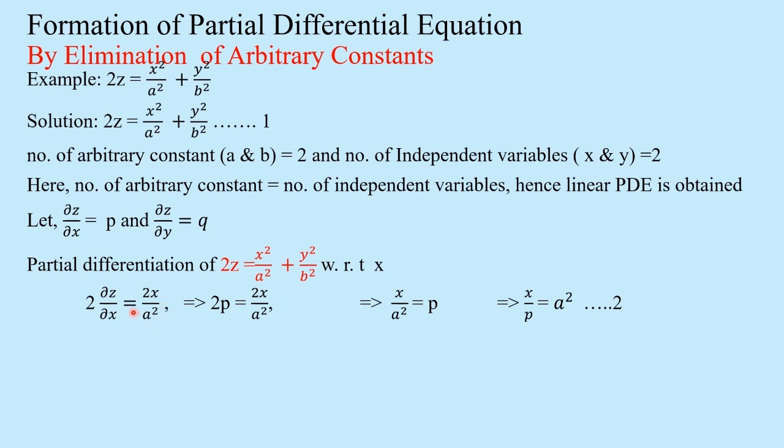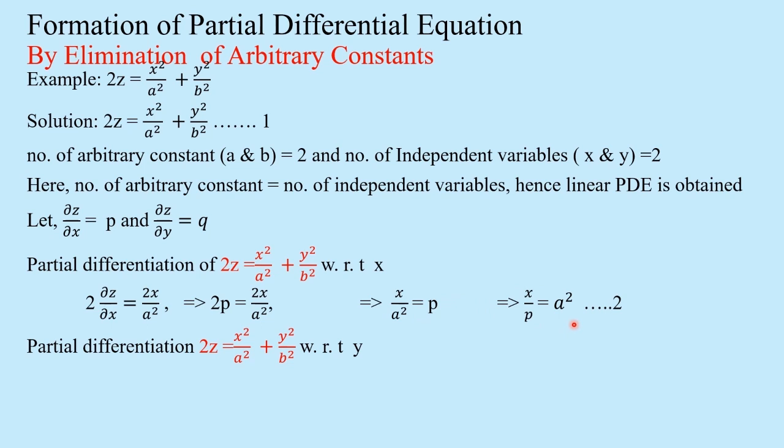Now instead of dou z by dou x, we'll substitute p. So 2p is equal to 2x by a square. This 2 and this 2 get cancelled. So we get x by a square is equal to p. Now bring this p here and bring this a square here. So we get this.